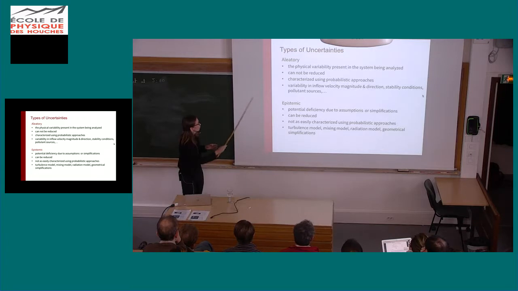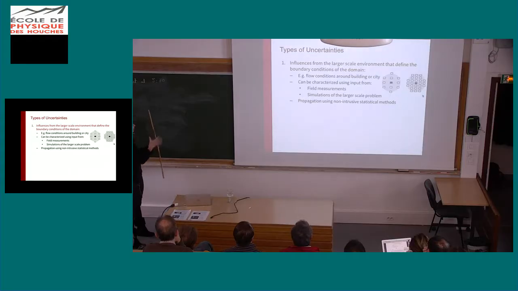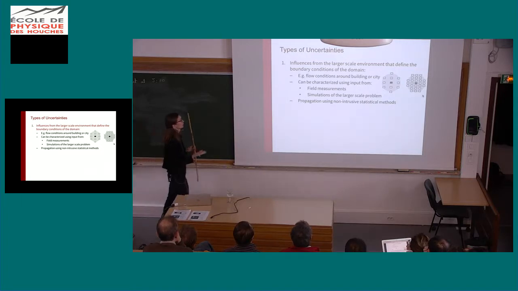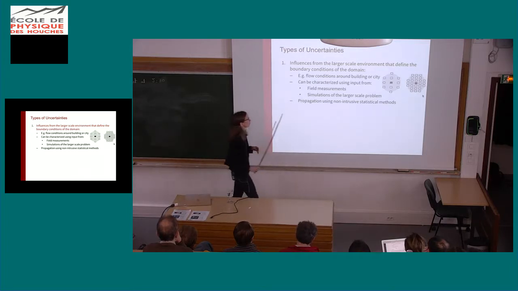So this is kind of very general. When you think about this in terms of urban flow simulations, I like to make the distinction more like this, because it also kind of separates the problems and how you address them. So the first one are influences from the larger scale environment that will define the boundary conditions of your domain. So for example, the flow conditions around a building or city, right?